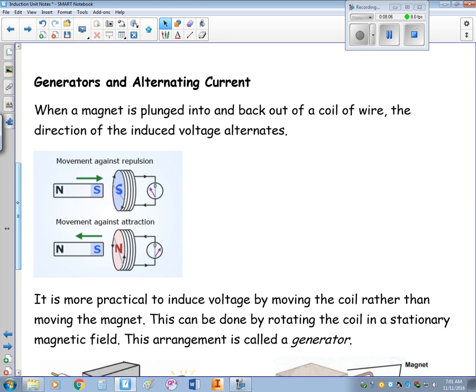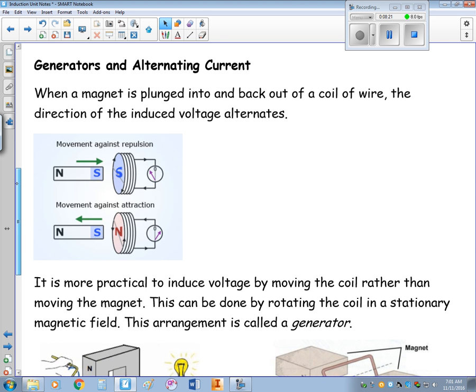Well, now that we know that magnets and coils of wire can create electricity, we can now talk about generators and how these generators can make electricity. So when a magnet is plunged into or back out of a coil of wire, the direction of the induced voltage can alternate. So what we can think of is when the magnet enters, the electrons move in the wires.